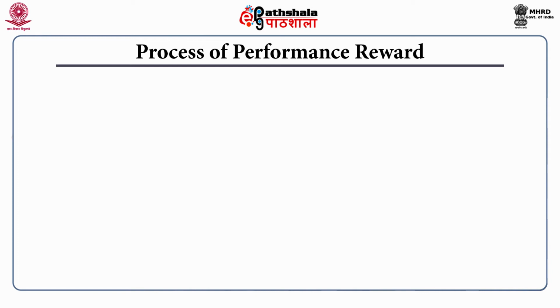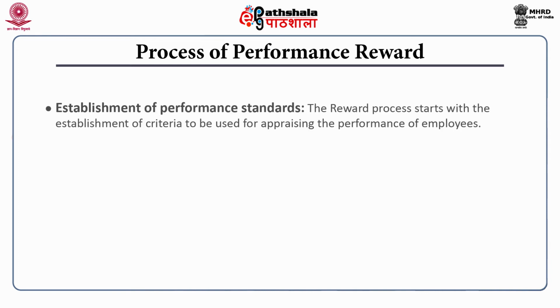Steps involved in a good reward system are: establishment of performance standards. In this, the reward process starts with the establishment of criteria to be used for appraising the performance of employees. The criteria can be specified with the help of job analysis, which indicates the contents of the job. This criteria must be objective, clear and in writing. It must be discussed with the supervisors so as to ensure that all the important factors have been included and nothing relevant has been missed out.